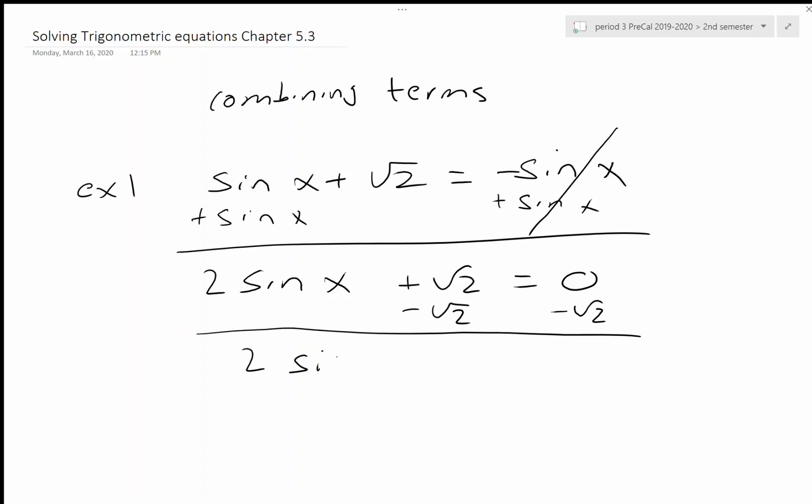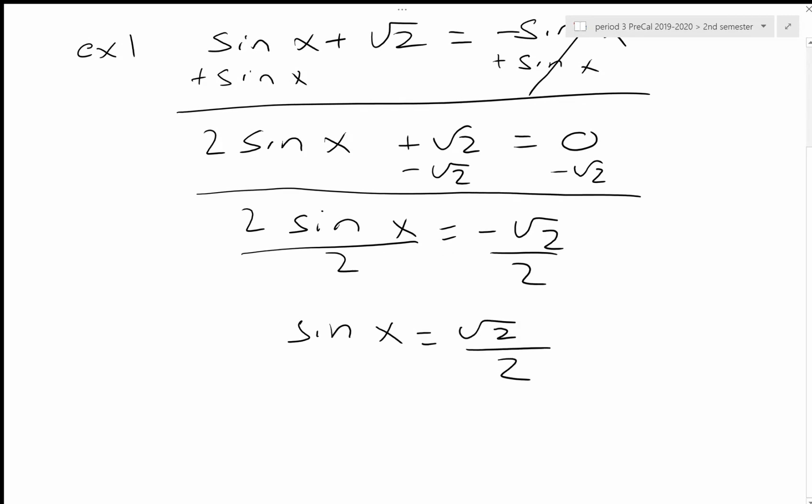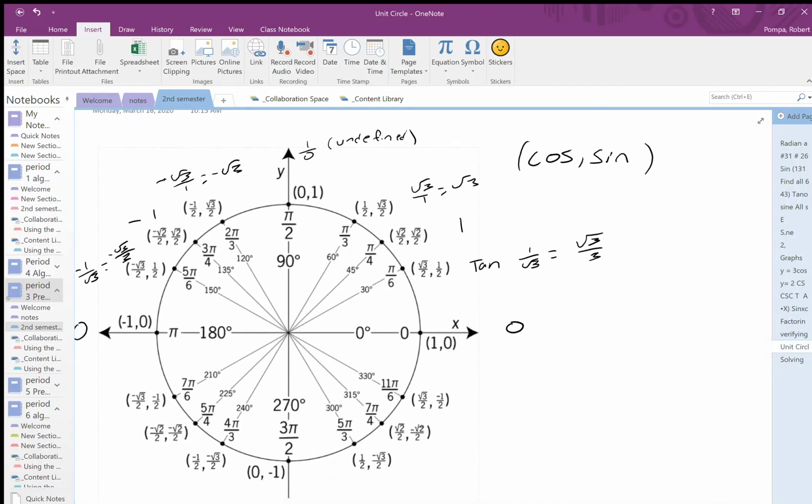I move this to the right side because that doesn't have a trig function in it. So we have 2 sine of x equals negative square root of 2. Divide each side by 2. So now I get sine of x equals negative square root of 2 over 2. Go to our unit circle. Where is sine negative square root of 2 over 2? Well, right here and right here. So at 5 pi over 4 and at 7 pi over 4.